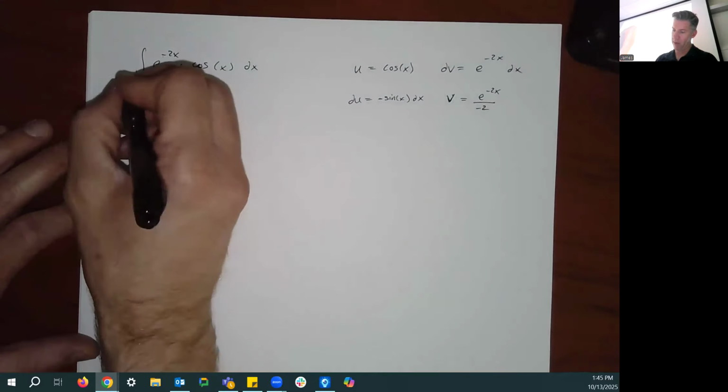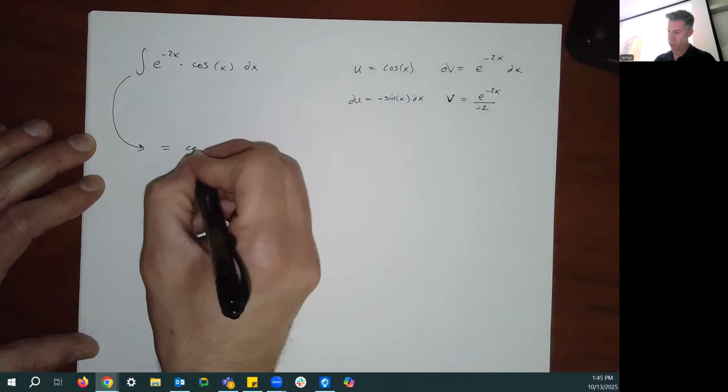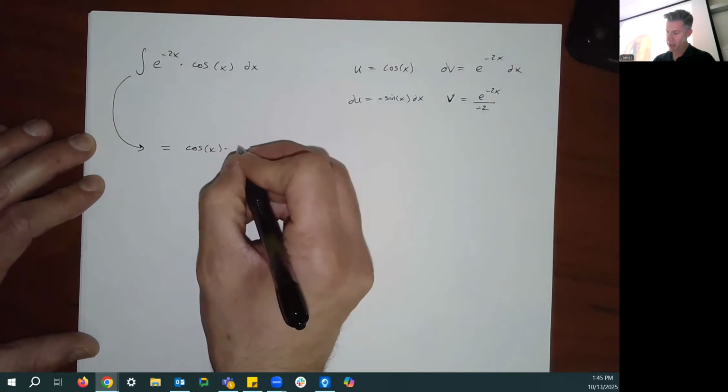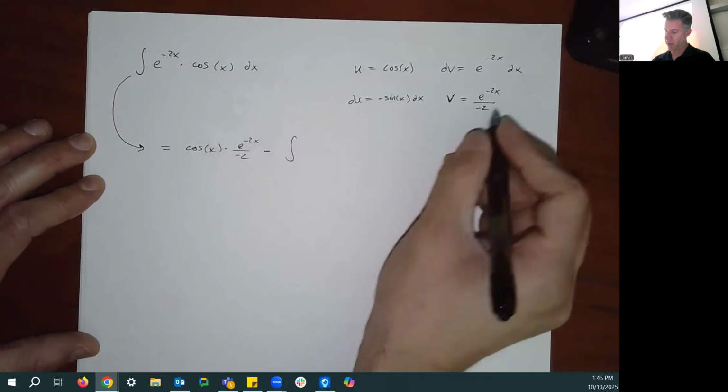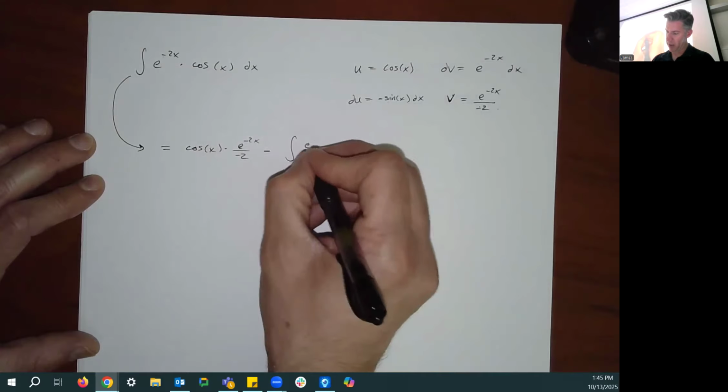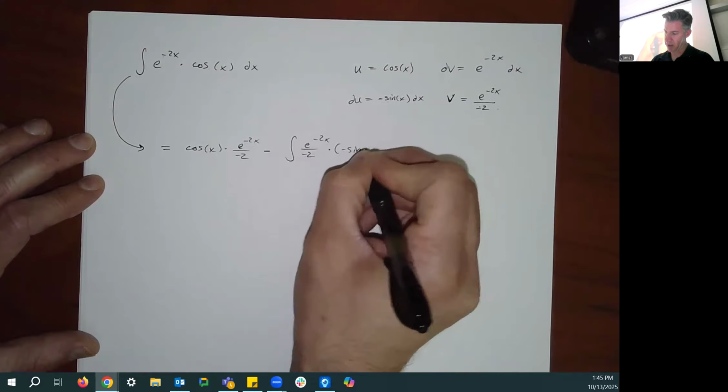So now we're going to rewrite our integral. It's going to be equal to our u times our v. So cosine of x times e to the negative 2x over negative 2 minus the integral of our v times our du. So it's e to the negative 2x over negative 2 times negative sine of x dx.